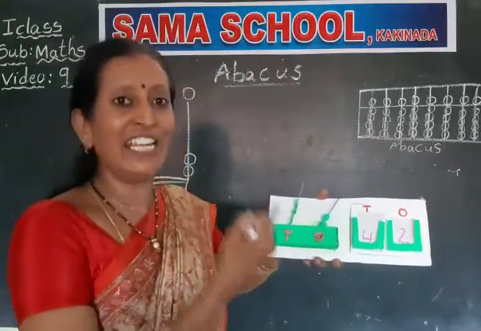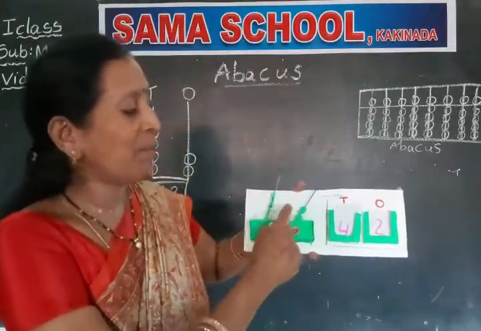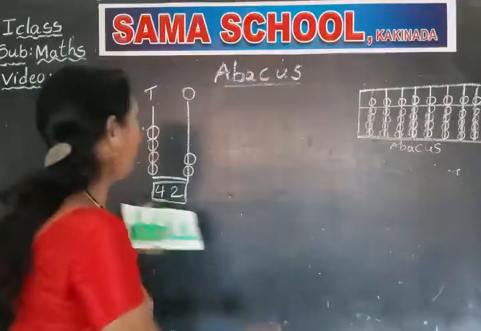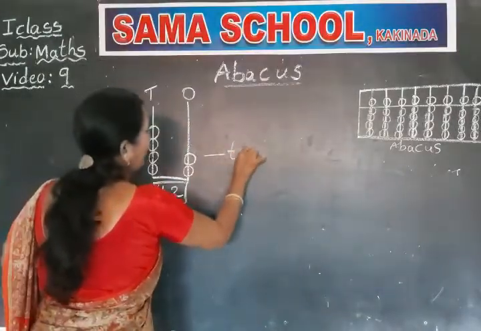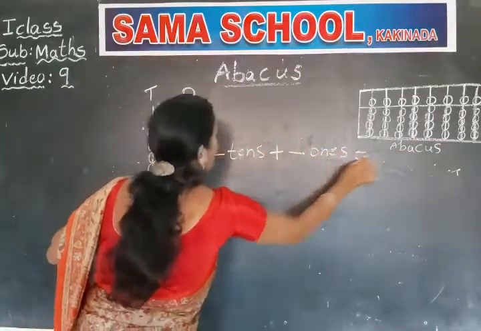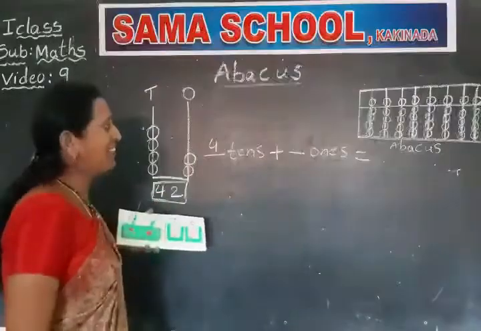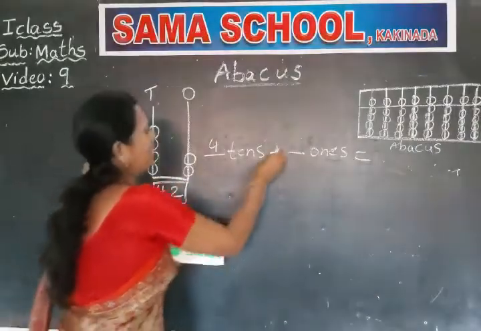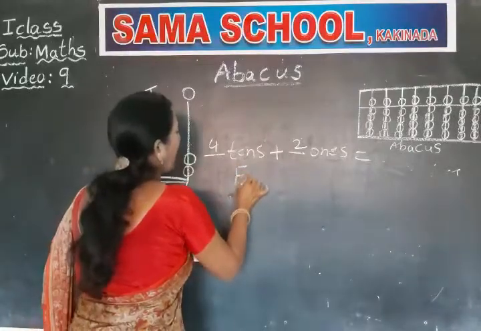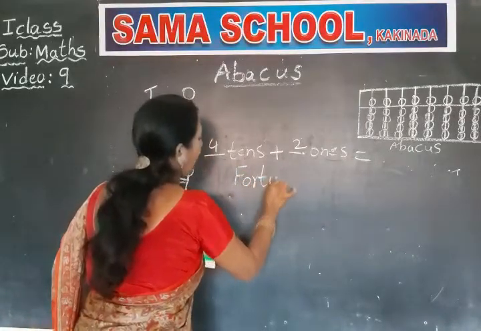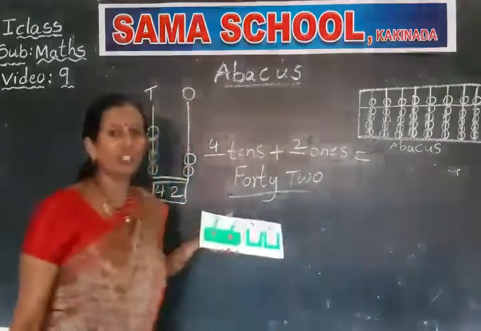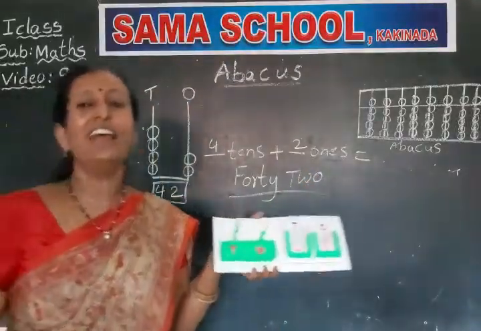Like that: 10, 20, 30, 40. 40 plus 2, 42. Now see, how many tens here? 4 tens. And how many ones here? 2 ones. So now what's the spelling? F-O-R-T-Y, 40, T-W-O, 2, 42.